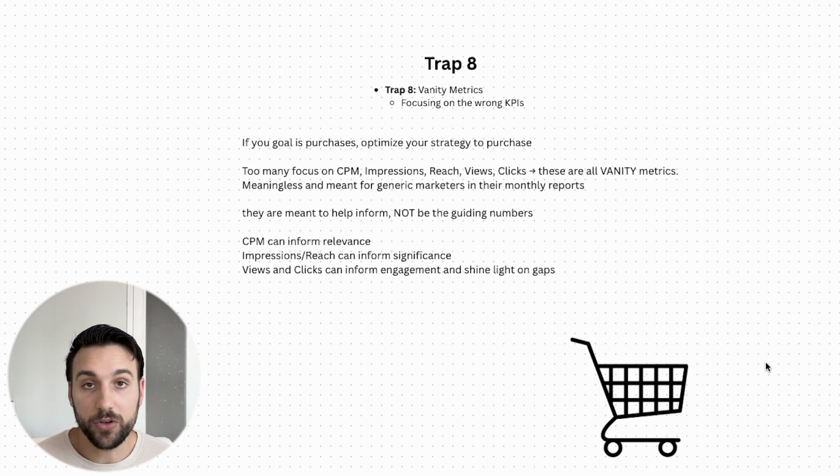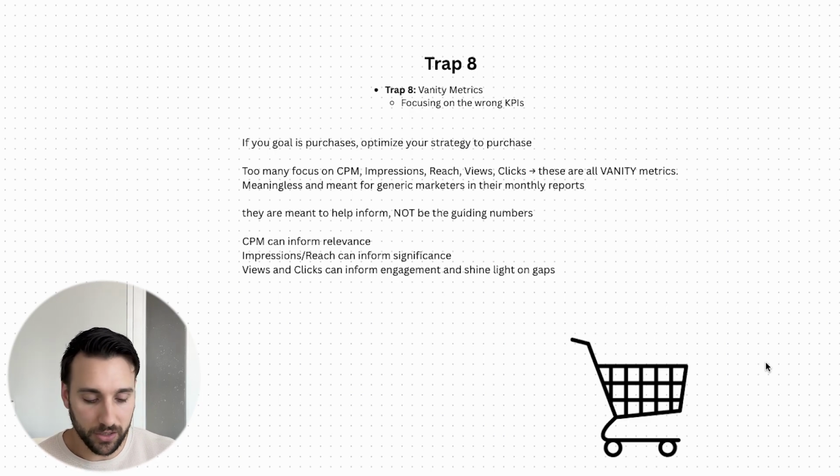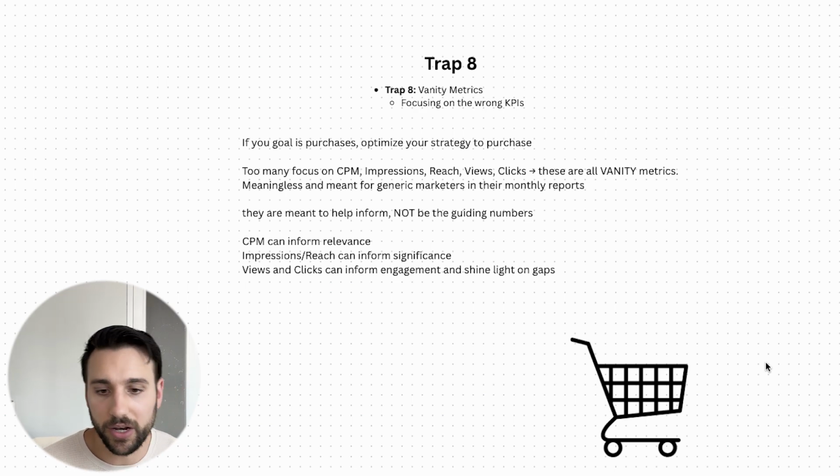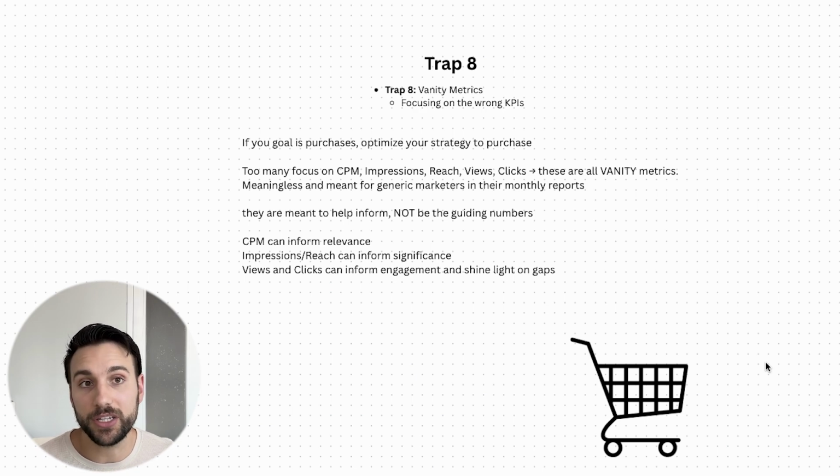Maybe from views, for example, if you have a high view rate but a low completion rate, it could shine a light that your hook was strong, but the remaining part of that video ad was weak. If you have a strong view rate and a low click-through rate, it can shine light on the difference between that view rate and the click-through rate. If you have a high click-through rate but a low conversion rate, it can shine light on maybe an issue on your website. I did a video on this right here.